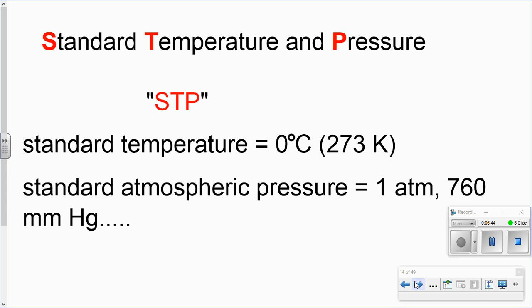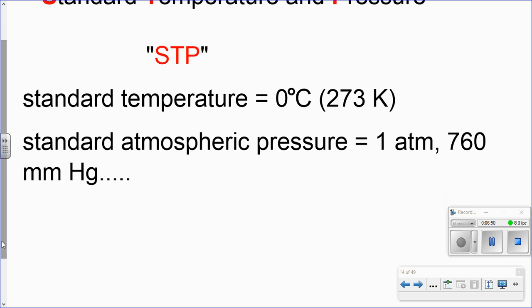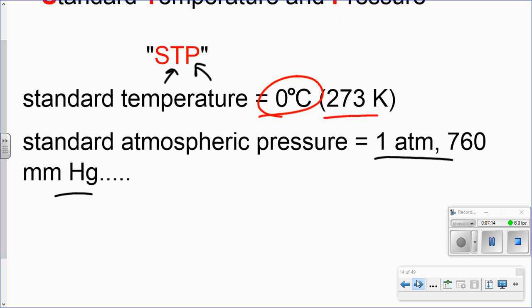Now don't forget, we also have this thing called STP. STP is standard temperature and pressure. You'll notice I'm not going to spend a whole lot of time on this. Standard temperature is 0 degrees Celsius or 273 Kelvin, and the standard atmospheric pressure could be any one of those 5 or 6 that you're responsible for knowing. Okay, so that's STP. Whenever you see STP, you see two numbers. You see a temperature number and a pressure number. So standard temperature and standard pressure, they simplify that by calling it STP.